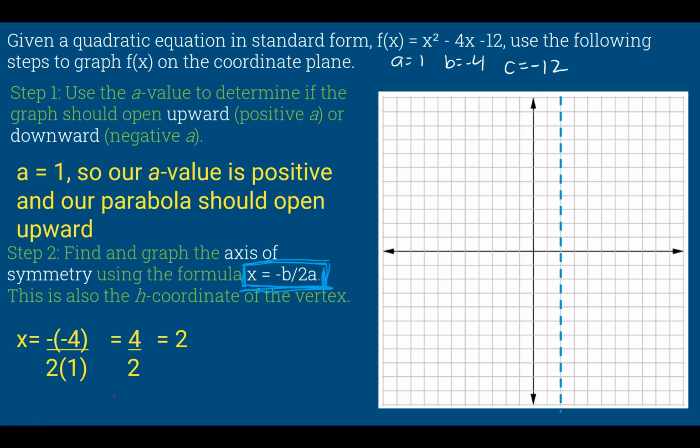Remember, this was like a 2-for-1 part. It gives me the line. It also gives me the h piece of our vertex. Vertex is hk. Finding the axis of symmetry is also finding the h value. So we know the vertex is on that dotted line, I just don't know where yet.